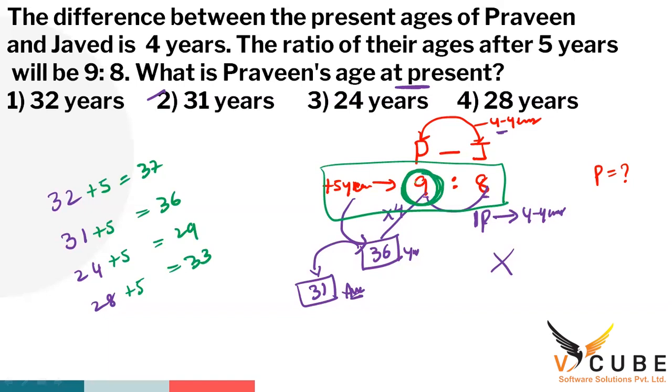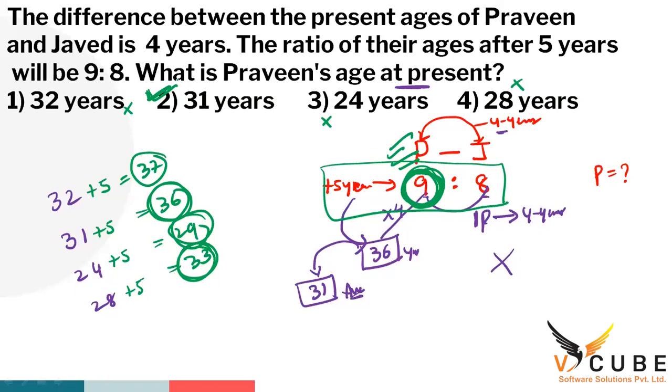Praveen is how many parts, guys, here? 9 parts. Go through option verification. So is 37 a multiple of 9? No, sir. No, that's why the first option is wrong. Is 29 a multiple of 9? No, sir. That's why option 3 is also wrong. Is 33 a multiple of 9? No, sir. That's why option 4 is wrong. Is 36 a multiple of 9? Yes, sir. That's why option 2 is the right answer.